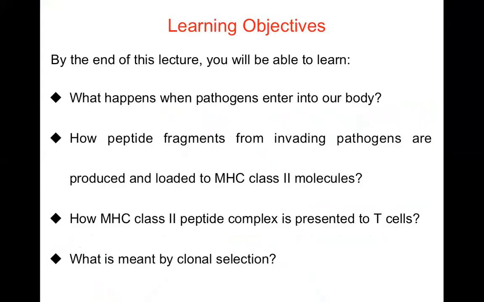Before starting, first we will see what you will be able to learn by the end of this lecture. First, what happens when pathogens enter into our body. How peptide fragments from invading pathogens are produced and loaded onto MHC class 2 molecules, and how the MHC class 2 molecule-peptide complex is presented to T cells. This is very important, which we are going to learn. And lastly, we will see what is meant by the term clonal selection.